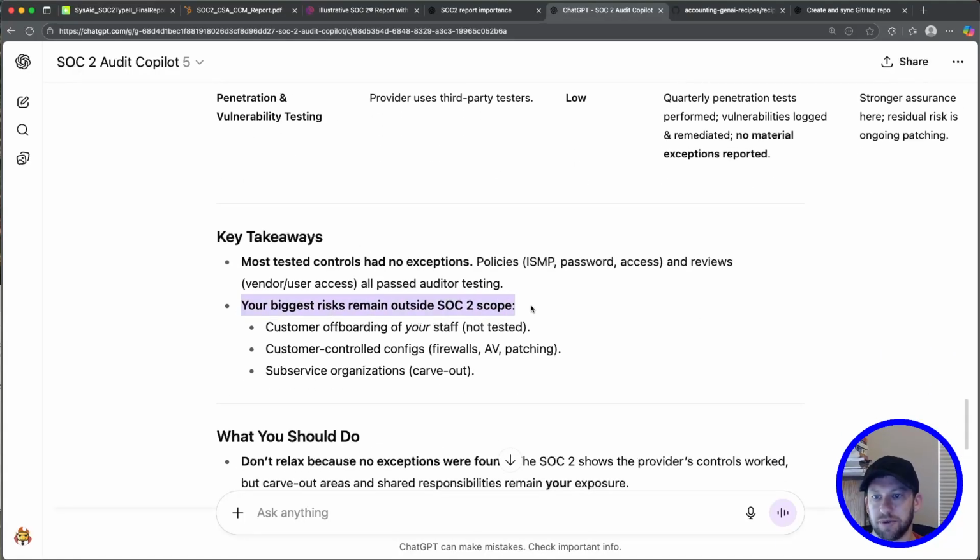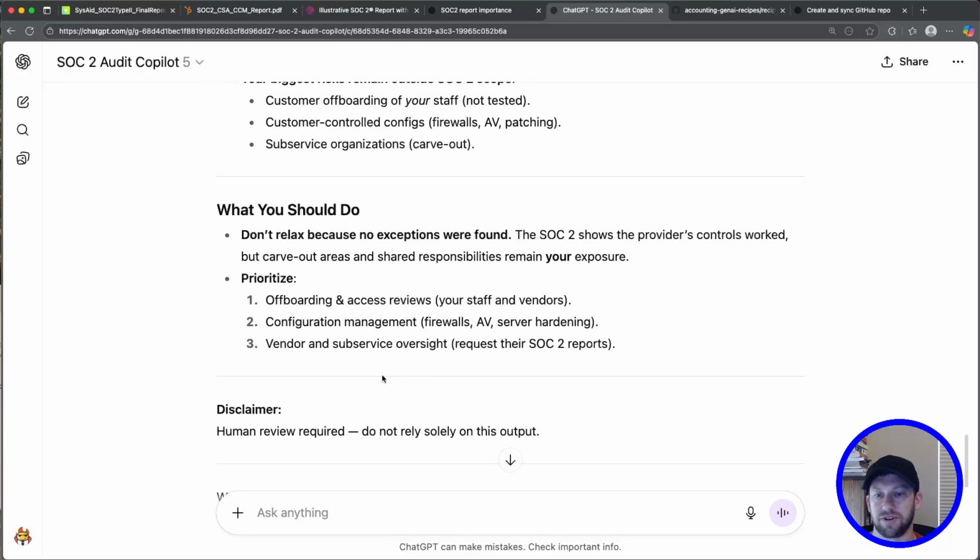So it says the biggest risks are outside of the scope, which is really probably common, that the SOC 2 audit results will often not find anything major, or if it does, there's mitigations in place. So the more important thing is understanding what's the scope of that SOC 2 audit and what are the risks now that you understand what is not in scope, meaning what was not tested. So customer offboarding, customer controlled configs, and subservice organization. So maybe these aren't issues. Depends on what my focus is as an auditor and where my financial statement risks lie.